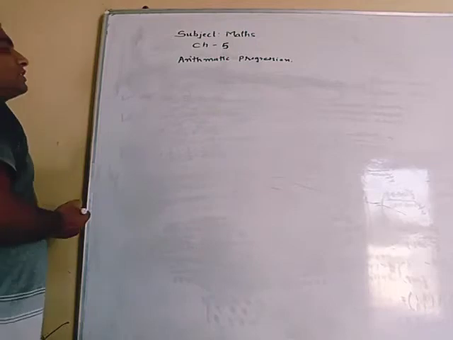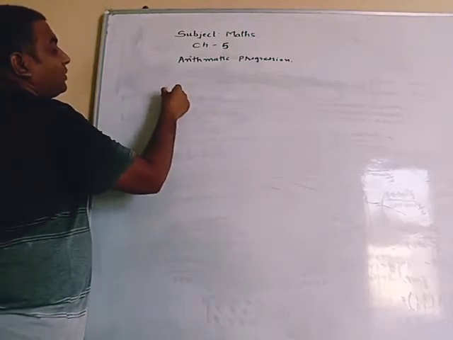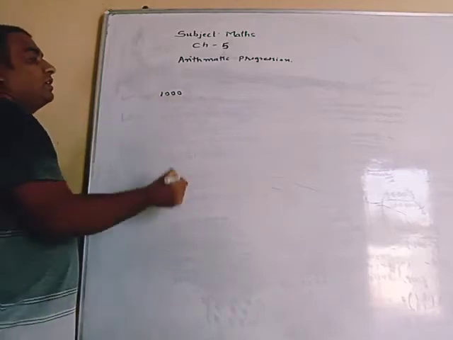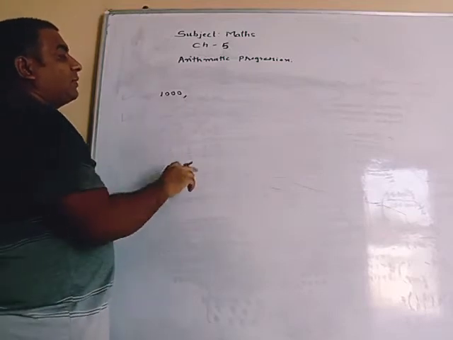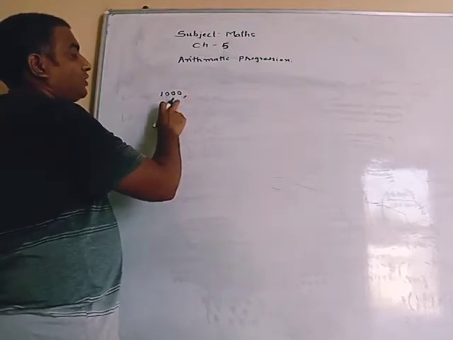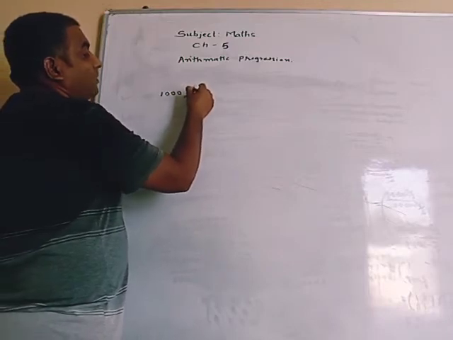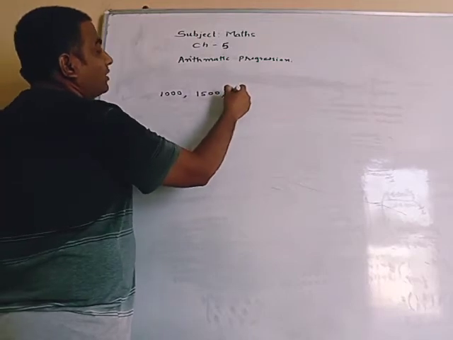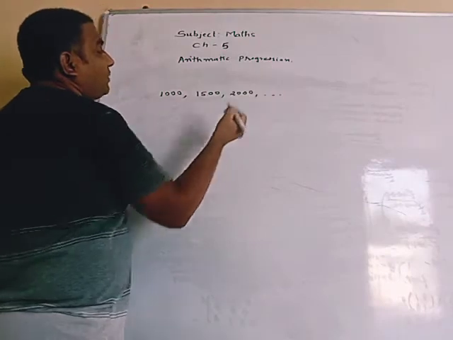Let's see some more examples. Suppose Ramesh's starting salary is 1000 rupees and he gets an increment of 500 rupees. Then in the first month his salary will be 1000. Now he gets an increment of 500 rupees, so 500 will increase, so 1500. Another 500 will increase next month, so 2000. In this way we can make a sequence.